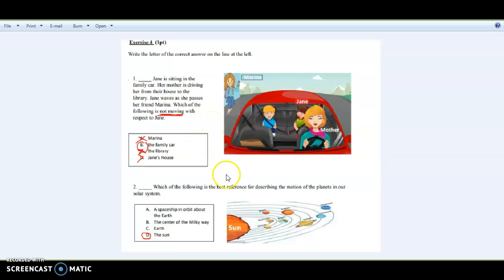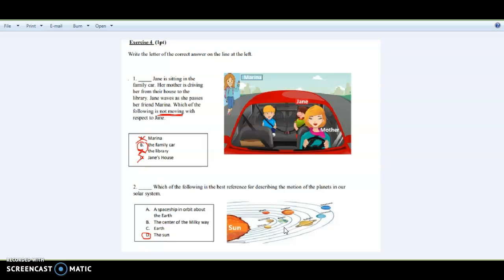Now, which of the following is the best reference for describing the motion of the planets in our solar system? So describe the motion of the planets in our solar system. You have first on option A, spaceship in orbit around the Earth. Actually, this is really negligible with respect to all the planets. Plus, this may be a temporary spaceship present around the Earth.